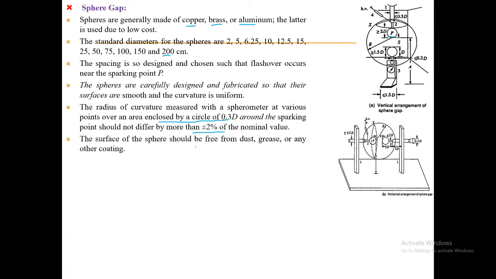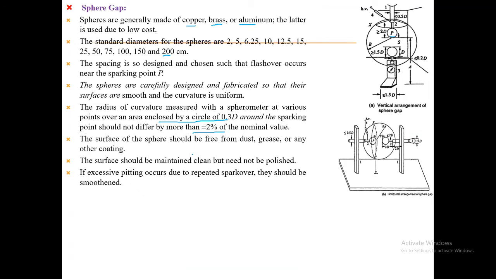The surface of the sphere should be free from dust, grease or any other coating, because it will improve the electrical conductivity. If dust particles or grease are present over the surface, then they always promote corona discharge activities. The surface should be maintained clean, but it need not be polished, because if you are polishing many times, then it will increase the irregularity.